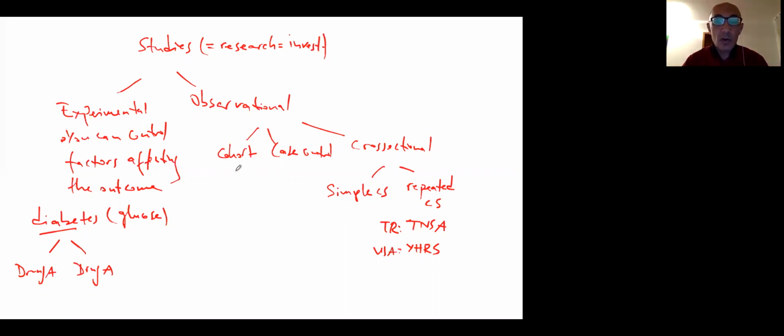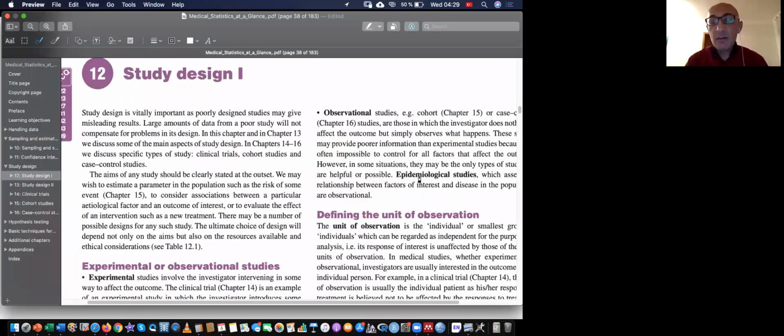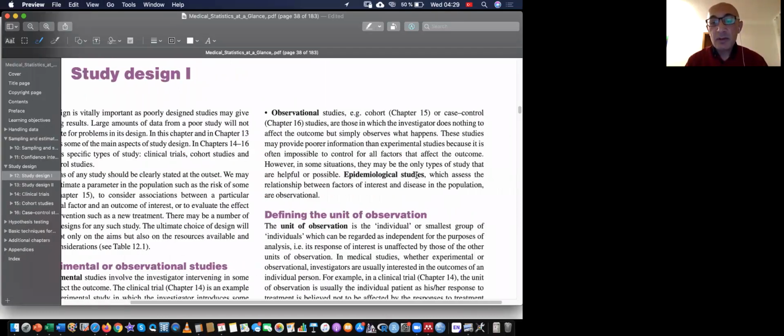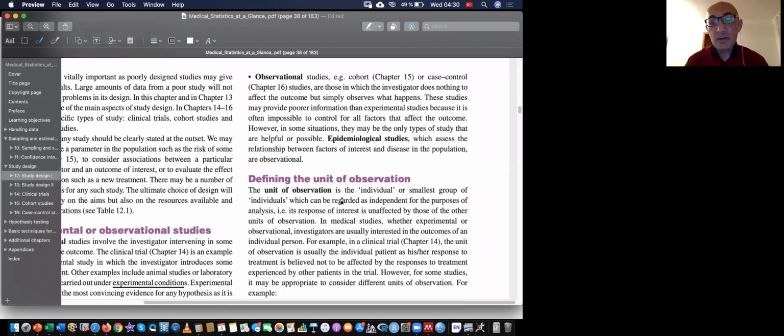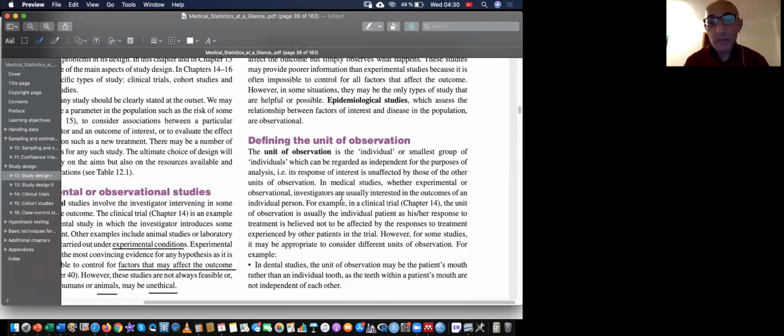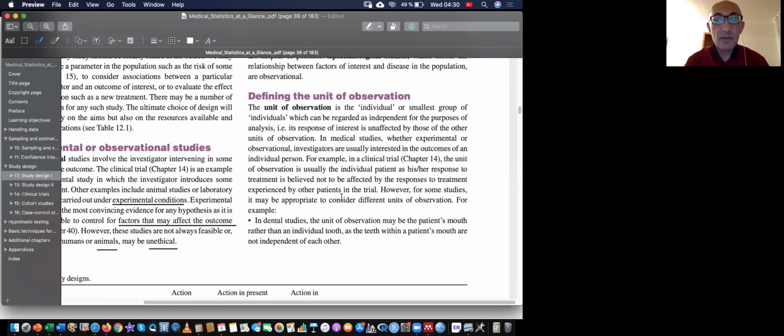Cohort and case control I will mention in more detail. We may also have epidemiological studies, which are done very frequently today, studying the nature of an epidemic or a disease, such as the COVID-19 pandemic, which we are facing today.